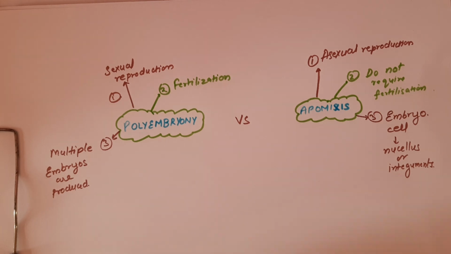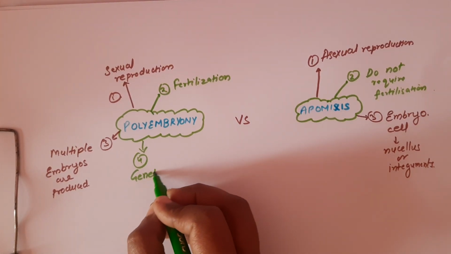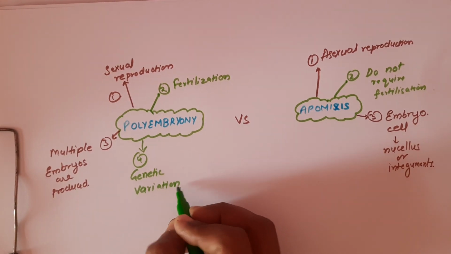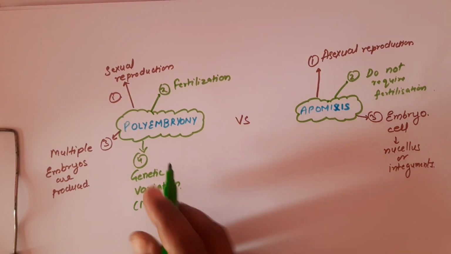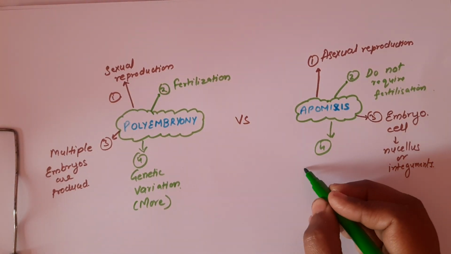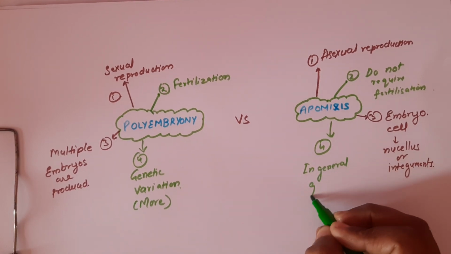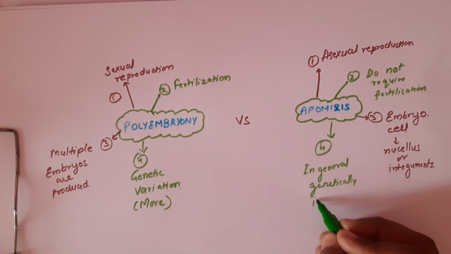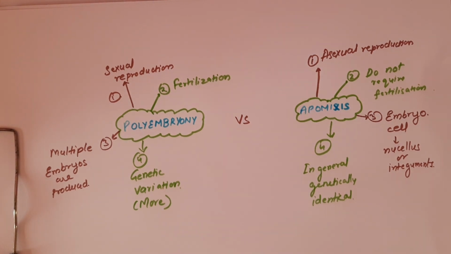The next, fourth difference between polyembryony and apomixis is in terms of genetic variation. Polyembryony can lead to genetic variation if multiple embryos arise from different cells, or if there is a mix of sexual and asexual embryo development. But if we talk about apomixis, then generally the offspring are genetically identical. I hope it is clear to you why they are identical: they bypass meiosis and the fertilization process, where the chances of genetic variation are very high.